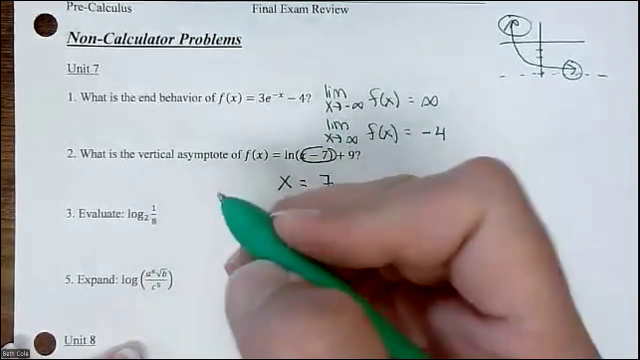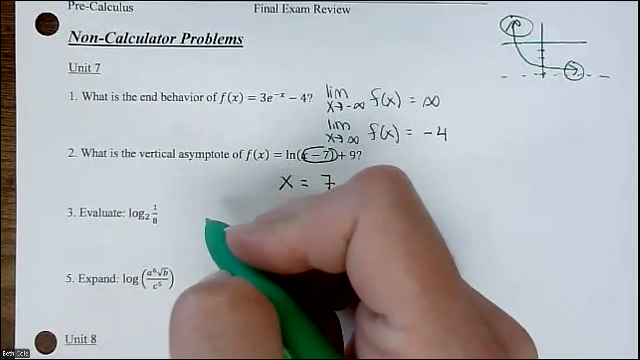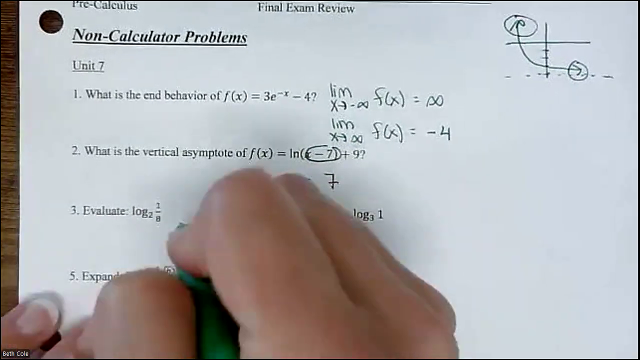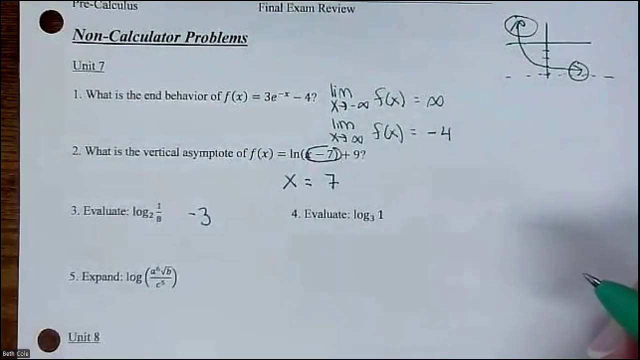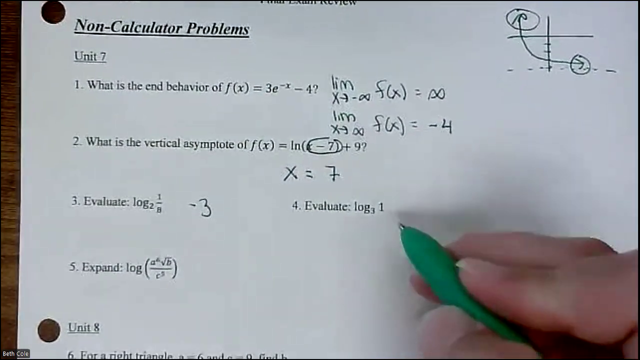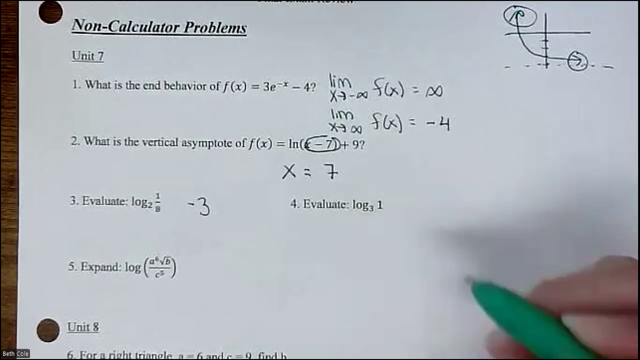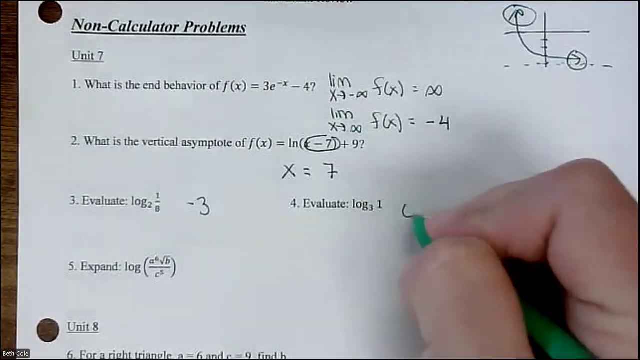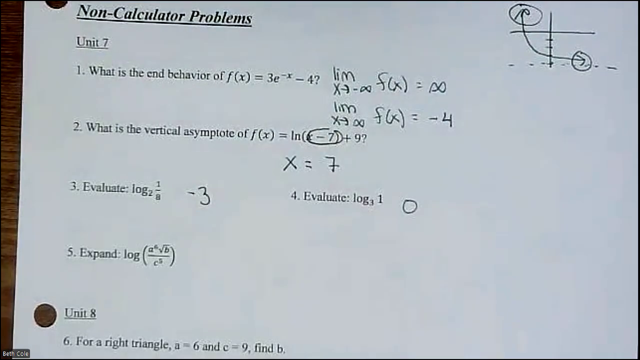2, good. It's 2 to what power gives you 1/8? Well, 2 cubed gives you 8. We just flipped it, so that's where the negative comes in. So -3. All right, 3 to what power gives you 1? 0. And it wouldn't even matter that it's 3. It could be 7 billion. Anything to the 0 power is going to give you 1.